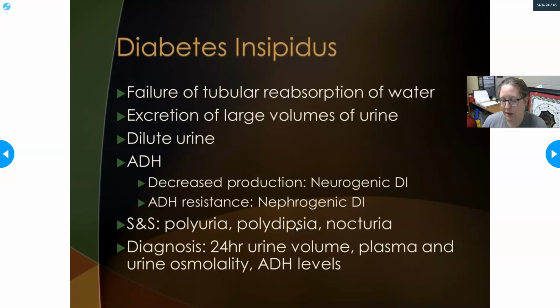But you just have to know that diabetes insipidus and diabetes mellitus, other than having some common symptoms of polyuria and polydipsia, have completely different mechanisms. A diagnosis can be done with a 24-hour urine volume, plasma and urine osmolalities, and antidiuretic hormone levels.